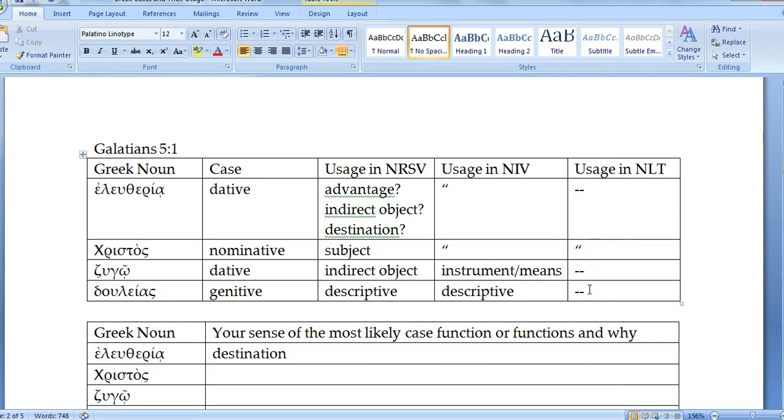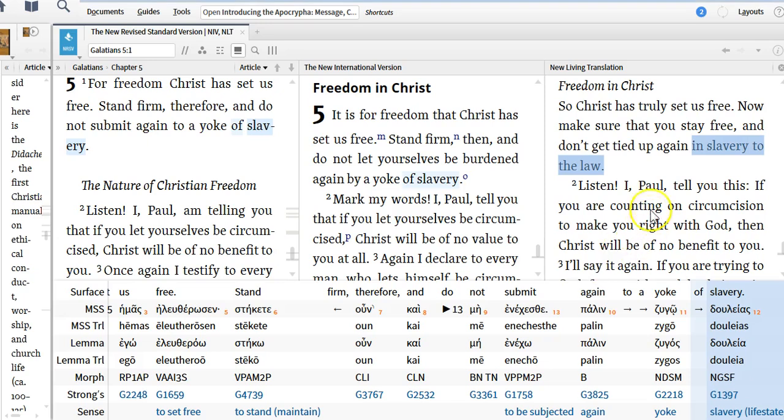And this is fairly common. The more periphrastic, the more like a paraphrase a translation becomes, the less clarity there is about how they are treating particular words. Nevertheless, I would say this is an excellent translation because this is exactly the advice that Paul is giving. Don't get tied up in slavery to the law is precisely the meaning of don't submit again to a yoke of slavery.